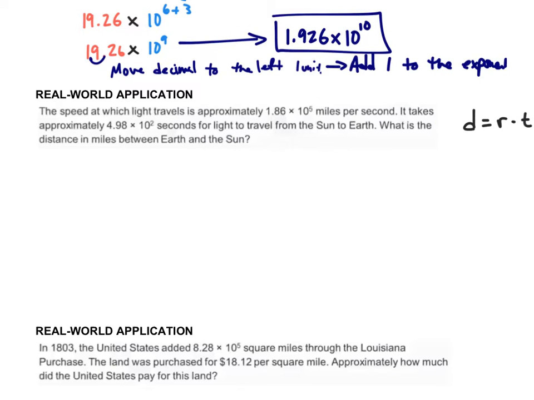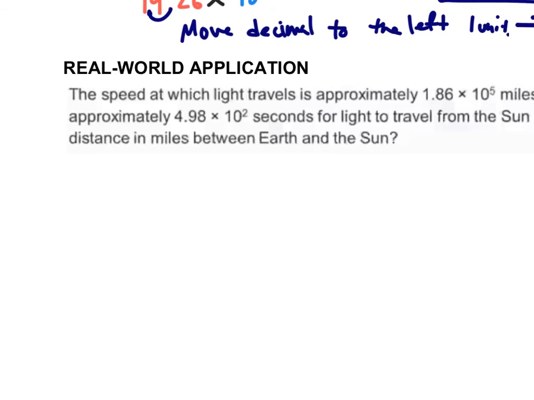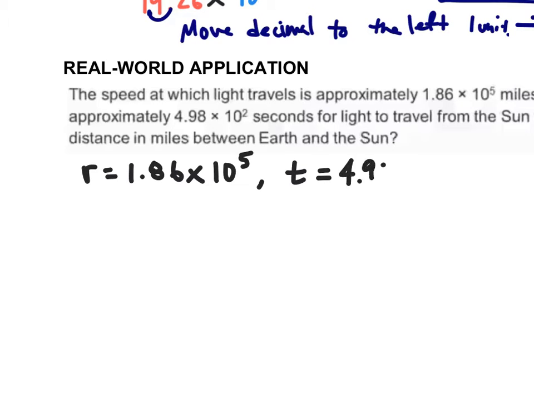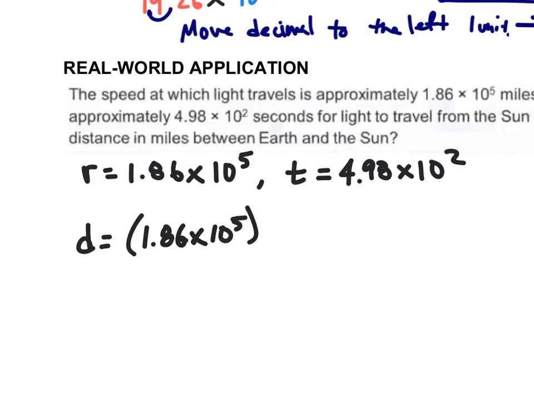This is my rate. Okay, so R is going to be equal to 1.86 times 10 to the fifth power. Okay, my time that it takes is going to be 4.98 times 10 to the second power. All right, and so if I'm trying to find the distance, then I just want to multiply these two numbers. So I'm going to do 1.86 times 10 to the fifth times 4.98 times 10 to the second.